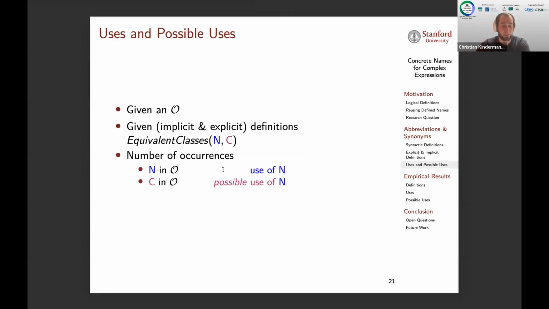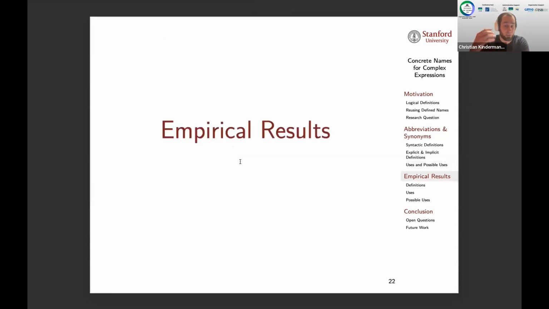And I refer to these things as either the use of this named class or as the possible use of a named class if the complex class expression occurs. Because remember, these things are logically equivalent, which means if I have a complex class expression, I could instead reuse the named class because, again, they are logically equivalent. Okay, great. With all these notions, we can now run some experiments and actually check what people do in their ontologies in the real world.